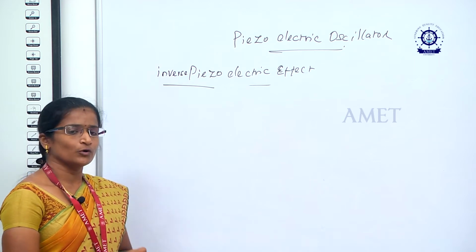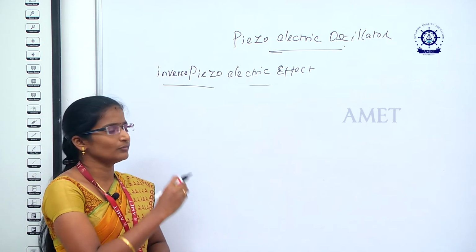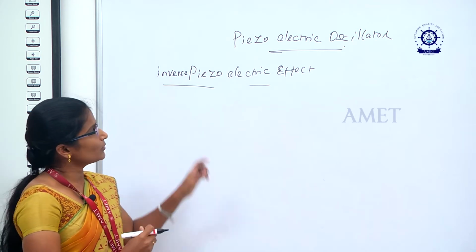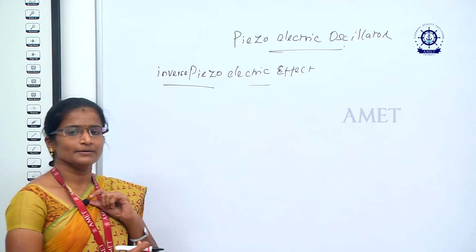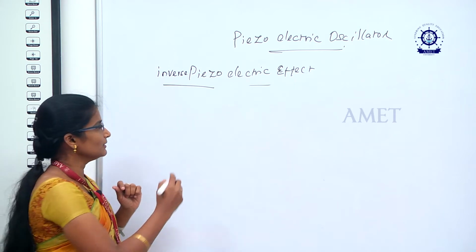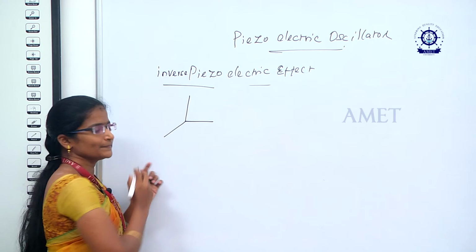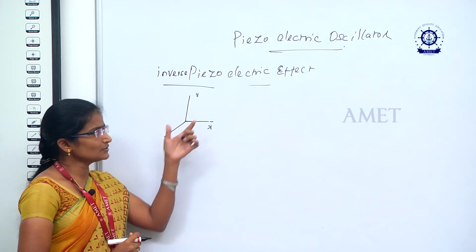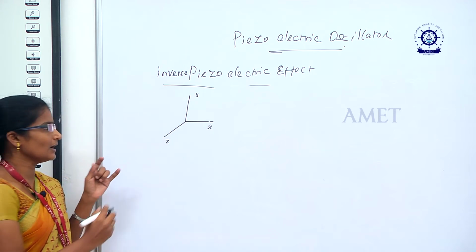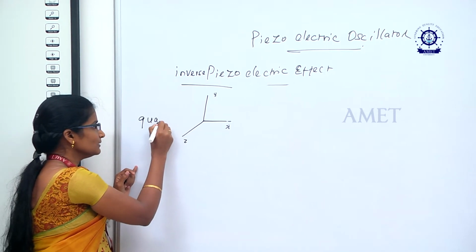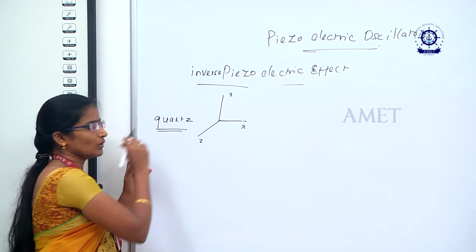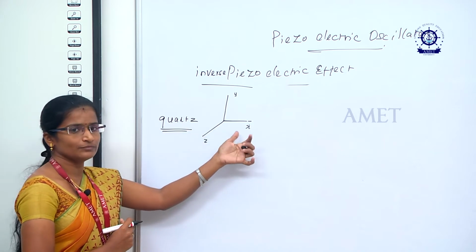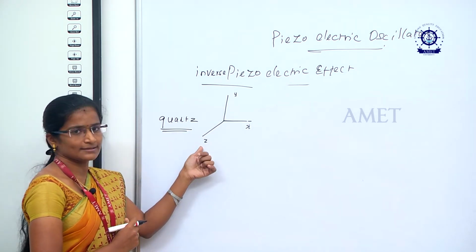I hope you already know what the piezoelectric effect is and also what the inverse piezoelectric effect is. What does the piezoelectric effect mean? Every crystal consists of 3 axes, called X, Y and Z. In this piezoelectric oscillator we use a quartz crystal, called the piezoelectric crystal. This crystal consists of 3 axes X, Y and Z.